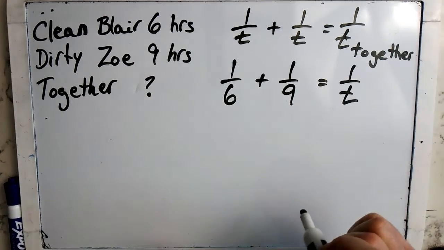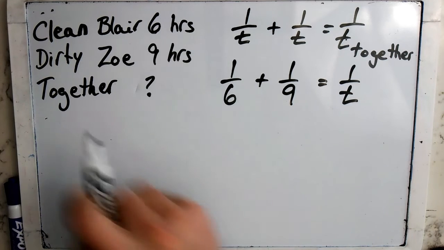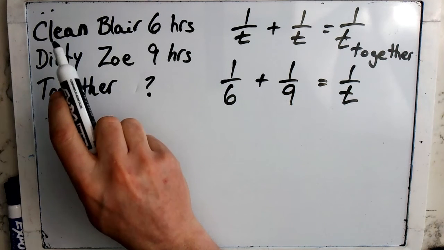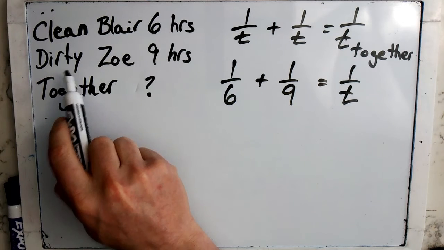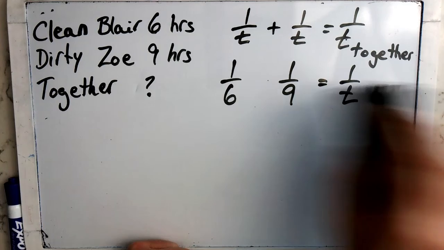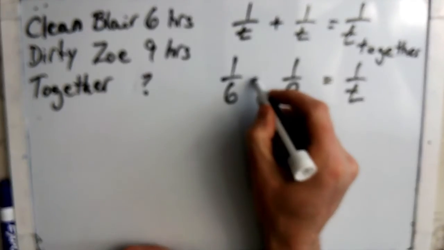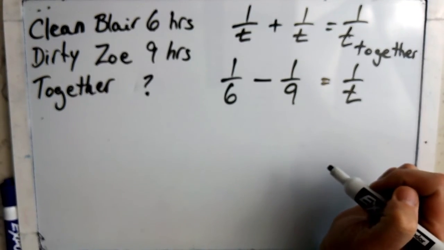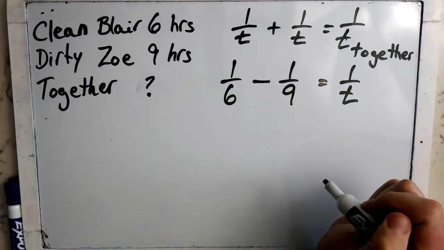So we're trying to find the together part, but here's the catch. Blair's going one way, he's cleaning it. Zoe's doing the opposite, she's making it dirty. So the one change we have to make to this is Zoe is subtracting. She's making it dirty, so she's going in the opposite direction.